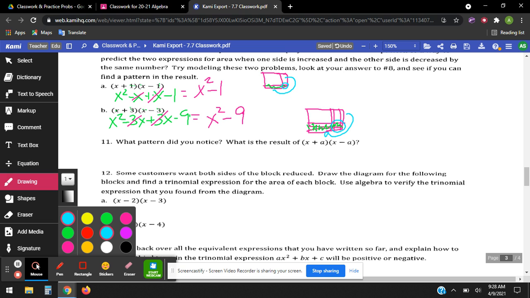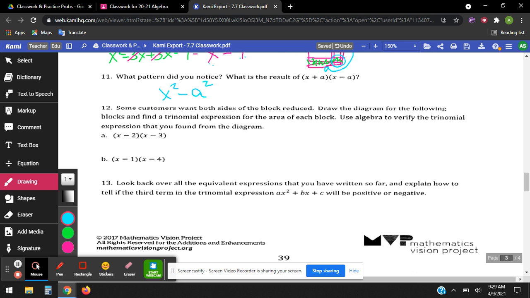So what pattern are we noticing with this result? Well, what I see is, I have my x squared, and then the 3 squared is 9, 1 squared is 1, and before it was a 2, 2 squared was 4. So I take away my a squared. So it's x squared minus a squared is what we end up with on here. All right, looking for more patterns.